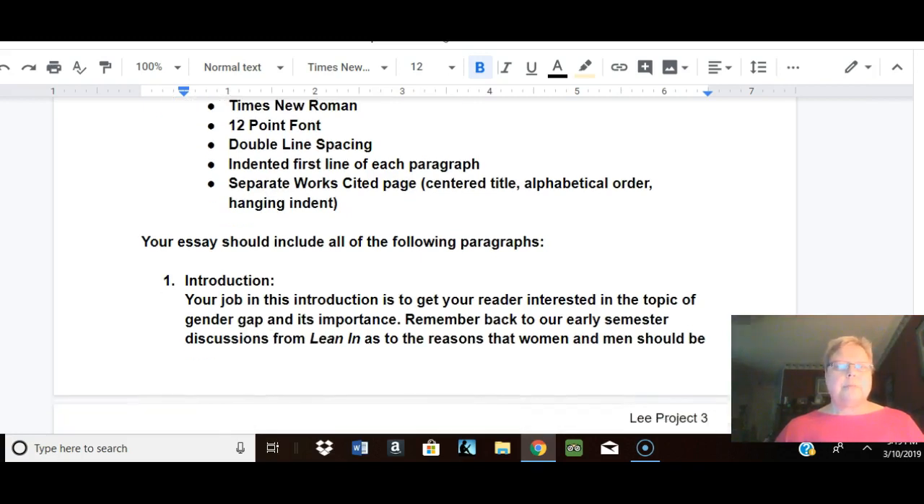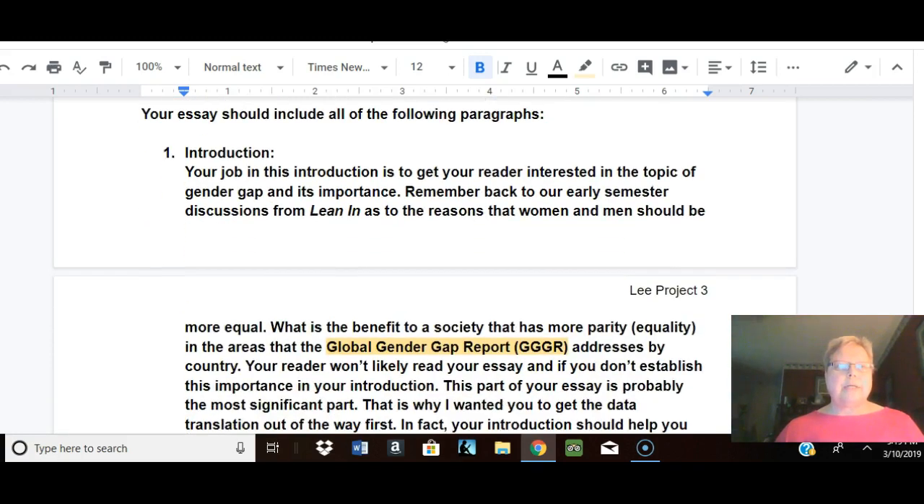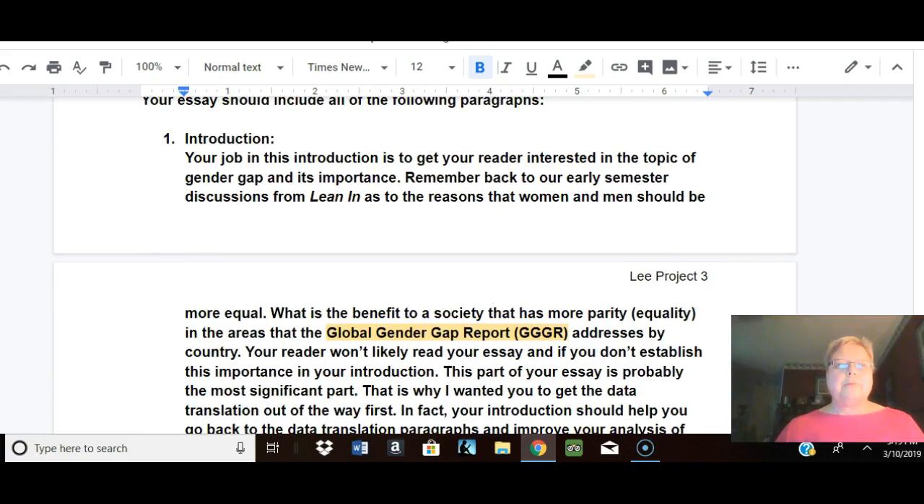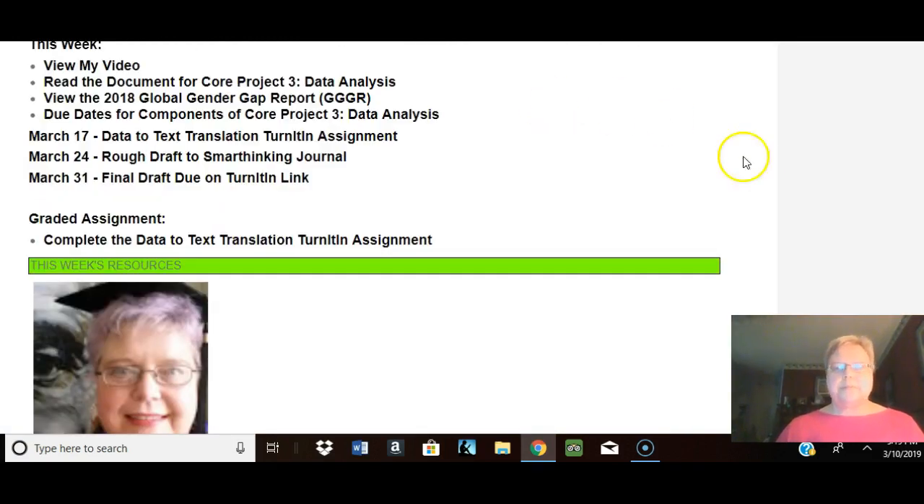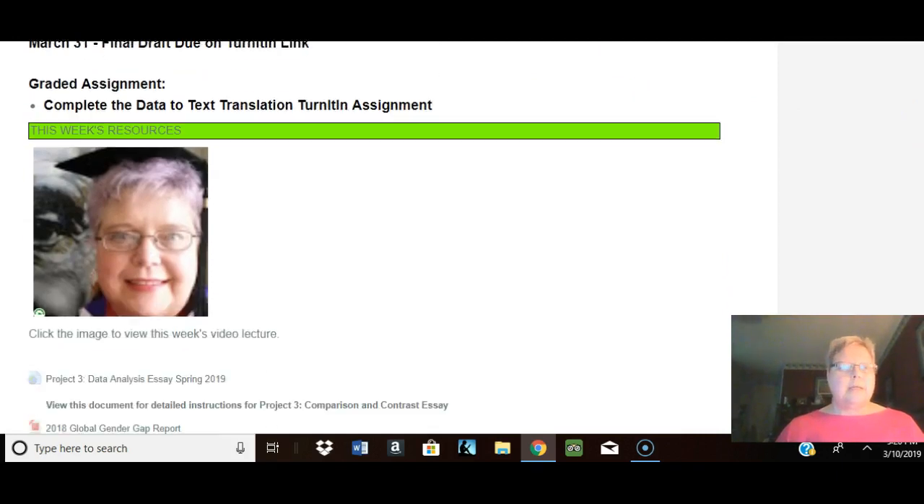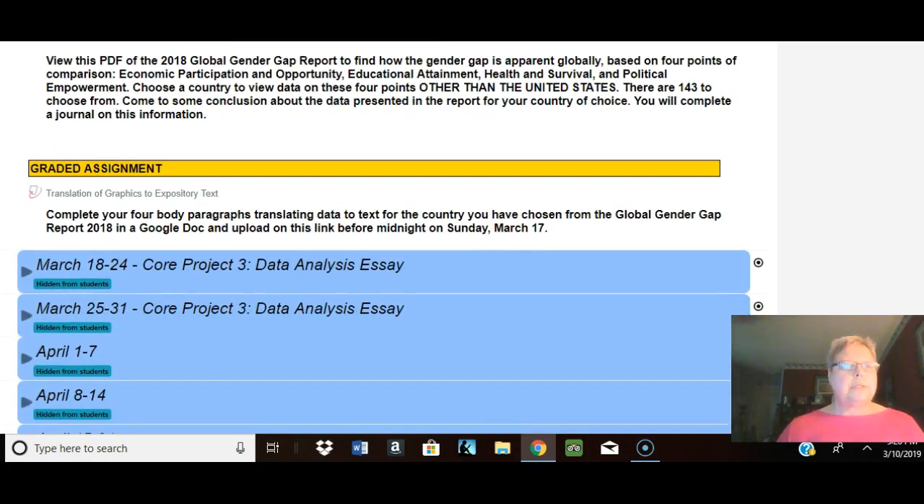Make sure you create a Google Doc, make sure you're in correct MLA format, and then when you get through with this, let me go back to the page, and you're going to turn that in on a Turnitin link. Here's the Turnitin link right here. Translation of graphics to expository text, it says. You want to have your assignment turned in there, your Google Doc, before midnight next Sunday, March 17th, and that is your assignment for this week.